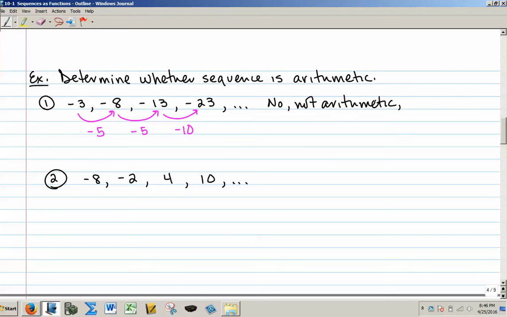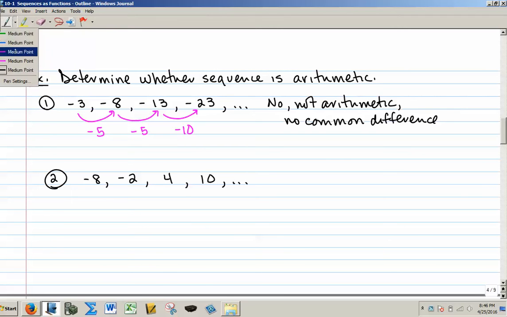Because there is no common difference. If we had just continued subtracting 5 each time, it would be considered arithmetic, but it's not common. When we went from the third term to the fourth term, we actually subtracted 10.